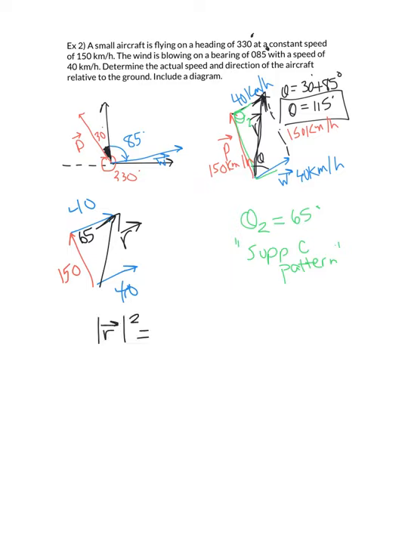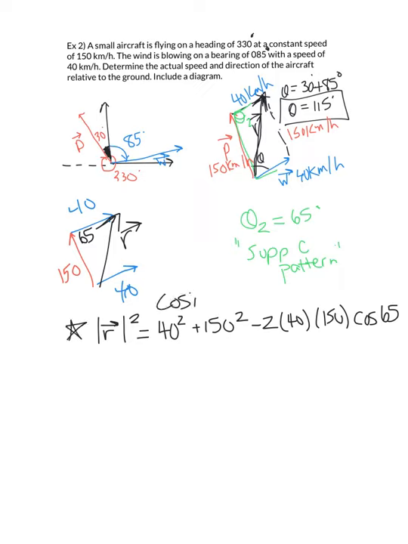Now I'm not going to write out the full formula for you. I'm just going to start plugging in numbers. If writing out the formula helps you, then feel free to do that. I have the absolute value of r squared is equal to 40 squared plus 150 squared minus 2 times 40 times 150 cos of 65. Now again, this is just the cosine law.